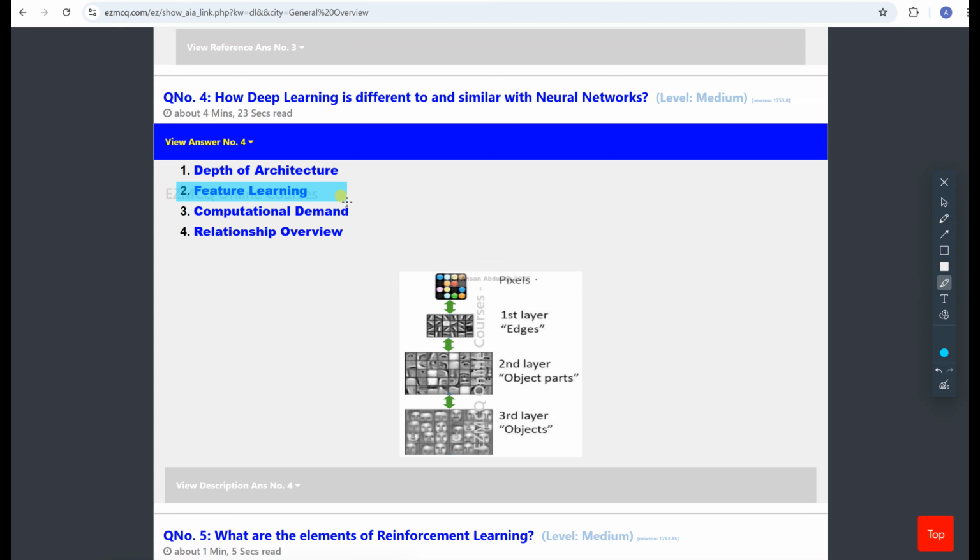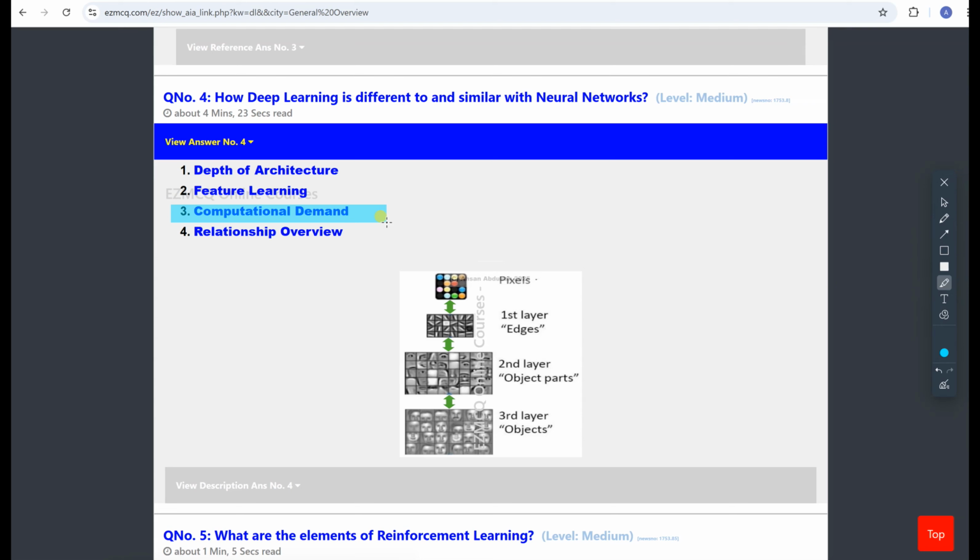Feature learning similarity: both can learn from data, neural networks as well as deep learning. The difference is that deep learning automatically extracts the features, while neural networks often require manual feature engineering. So this is all automatic, and does not involve human intervention.